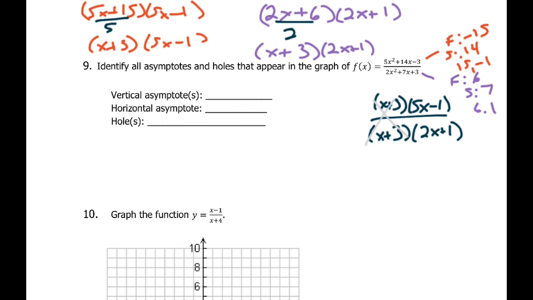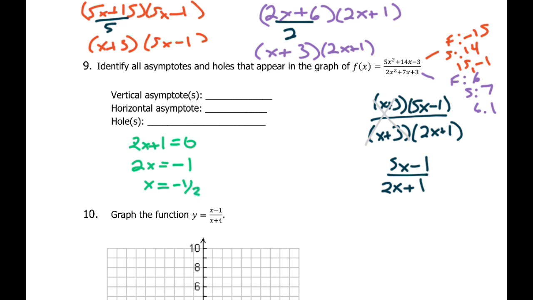And the x plus 3's will cancel out. So we'll end up with 5x minus 1 over 2x plus 1. Your vertical asymptotes are numbers that make your denominator equal 0. So we set our denominator equal to 0, so 2x plus 1 equals 0. So 2x equals negative 1, and x equals negative 1 over 2.